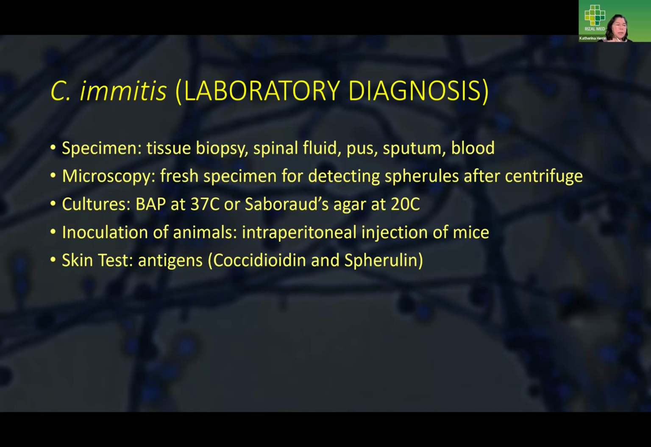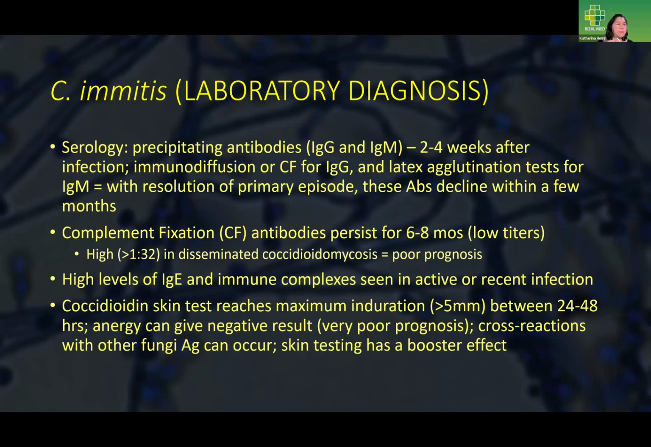There's a skin test making use of coccidioidin or spherulin to check for presence of antibodies. There are serologic studies specifically to test for the presence of precipitating antibodies, your IgG and IgM, which can be present 2 to 4 weeks after infection. Complement fixation antibody tests can be positive up to 6 to 8 months after infection in low titers. But if you find high titers, especially in disseminated coccidioidomycosis, it usually signifies poor prognosis.